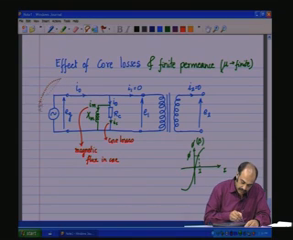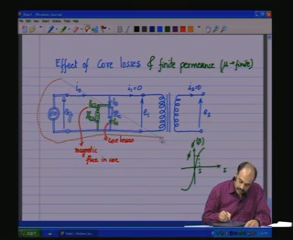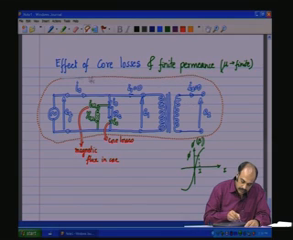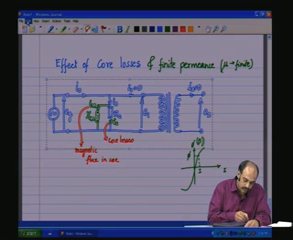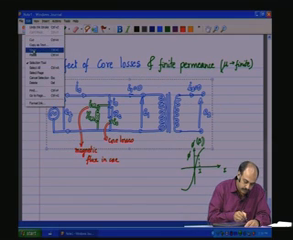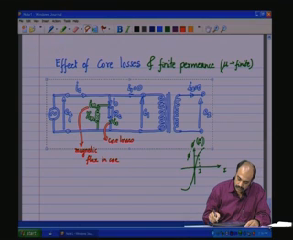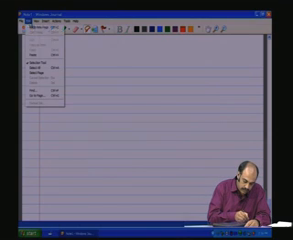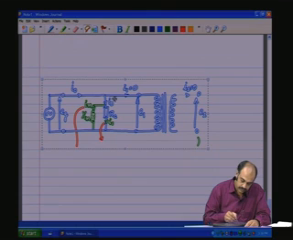So, let us first take this to the next page. We go to the next page, we paste.